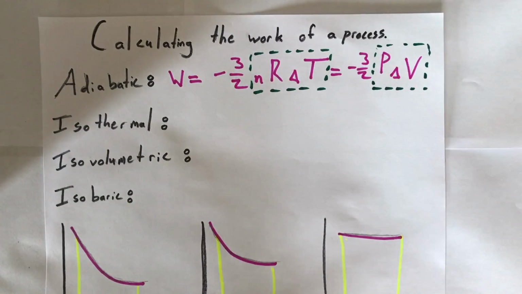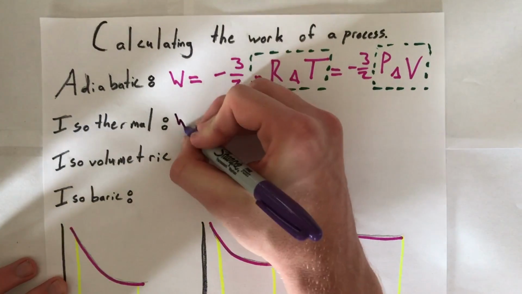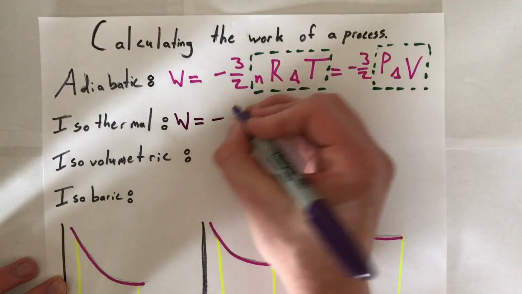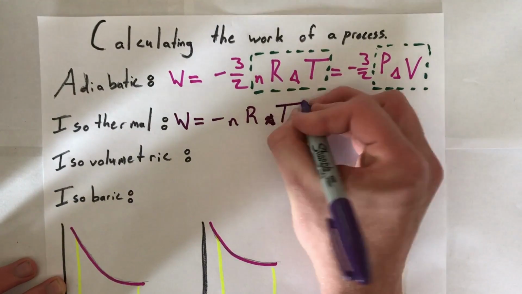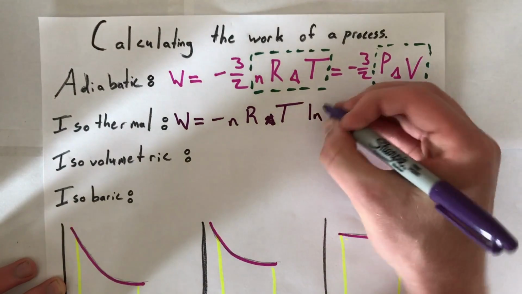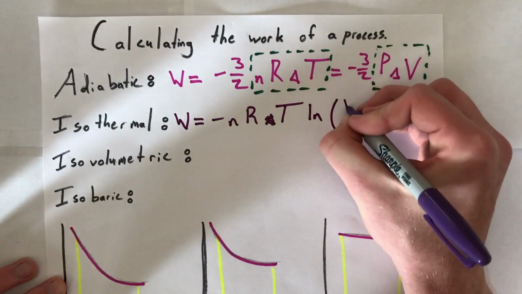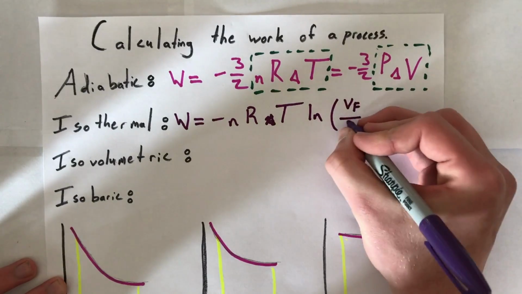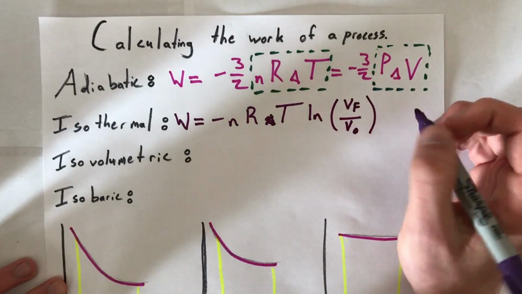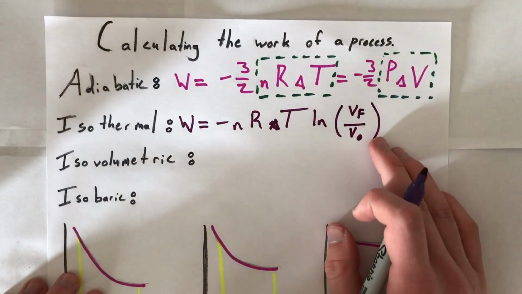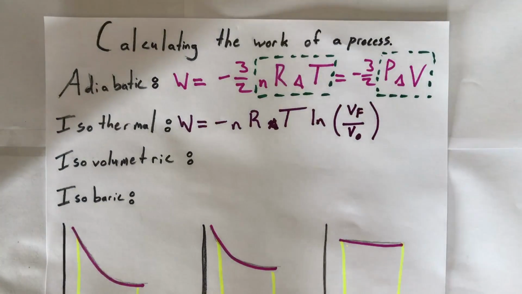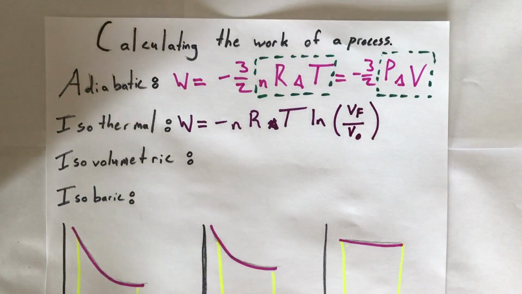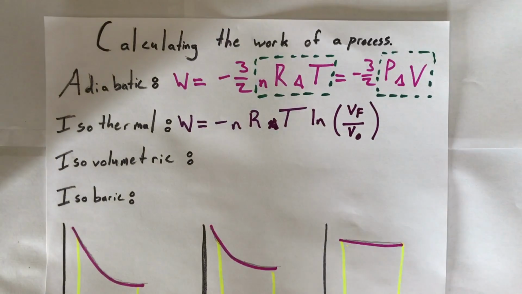Isothermal is sort of similar, but at the same time, some might consider it a little bit more complex. We have W, work, equals negative nRT, just kidding, not change, nRT. Then we take the natural log of volume final over your initial volume. And that gives us the work done by the isothermal process. Isovolumetric, some might consider it the easiest one, but let's be honest, isobaric is the easiest.